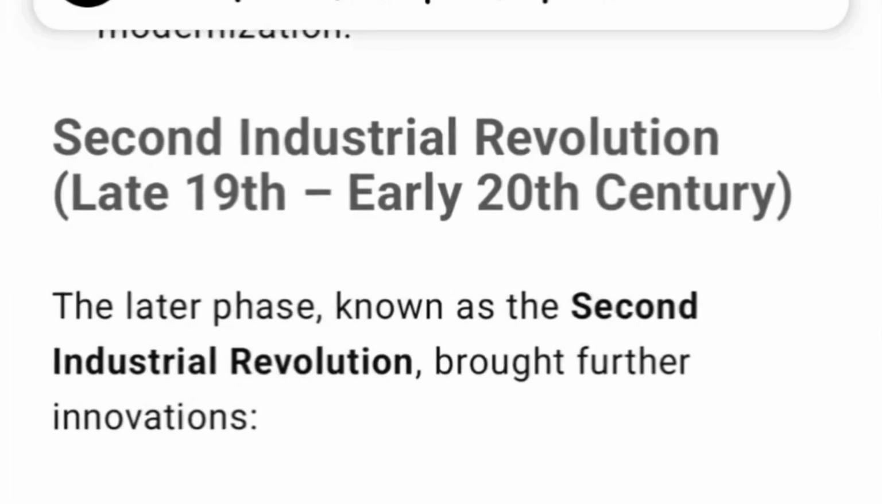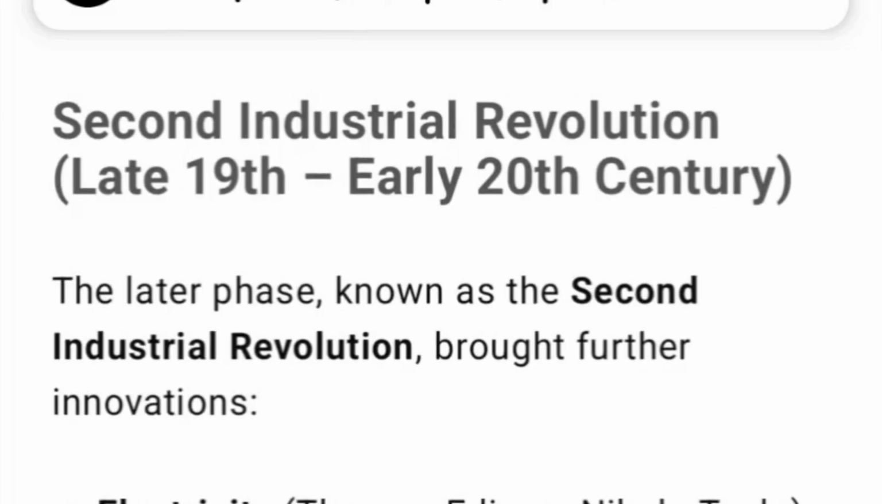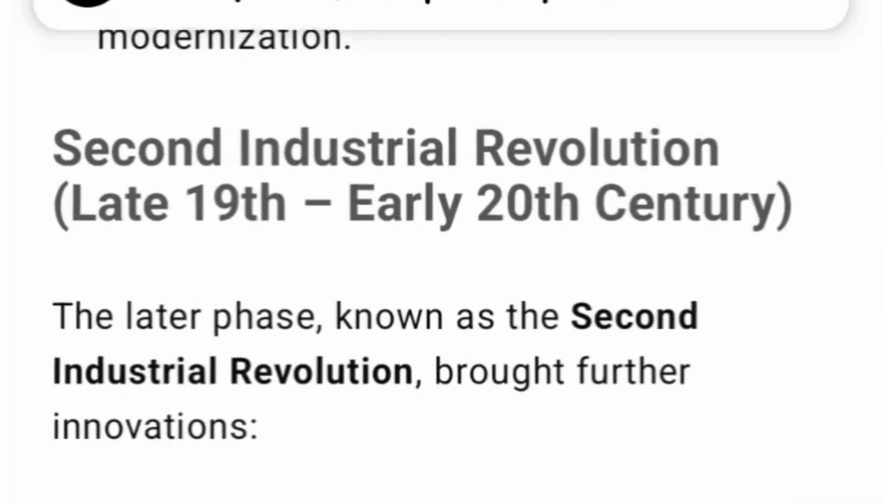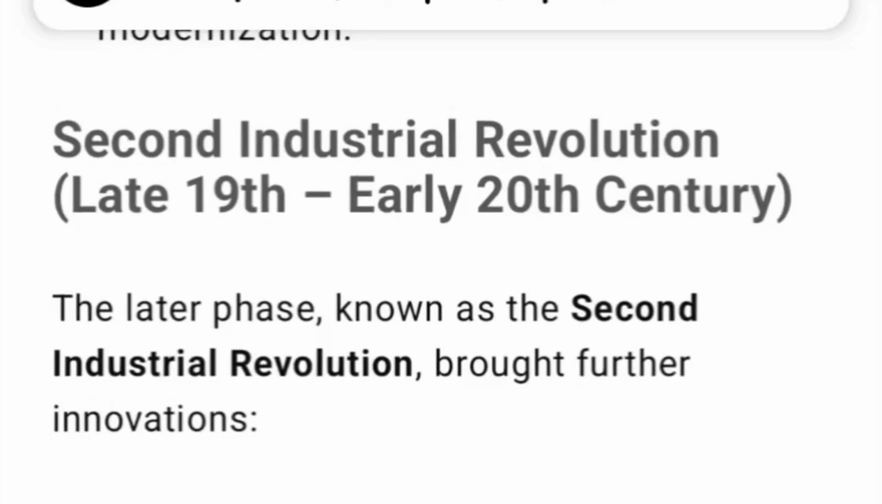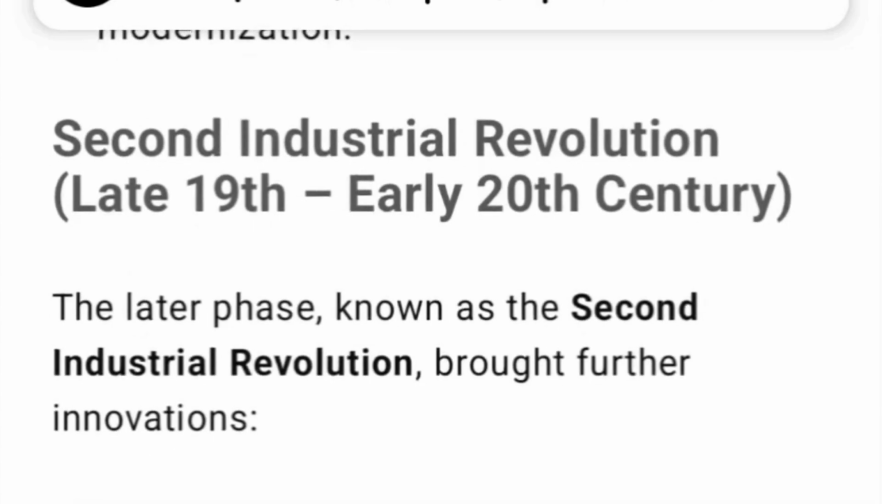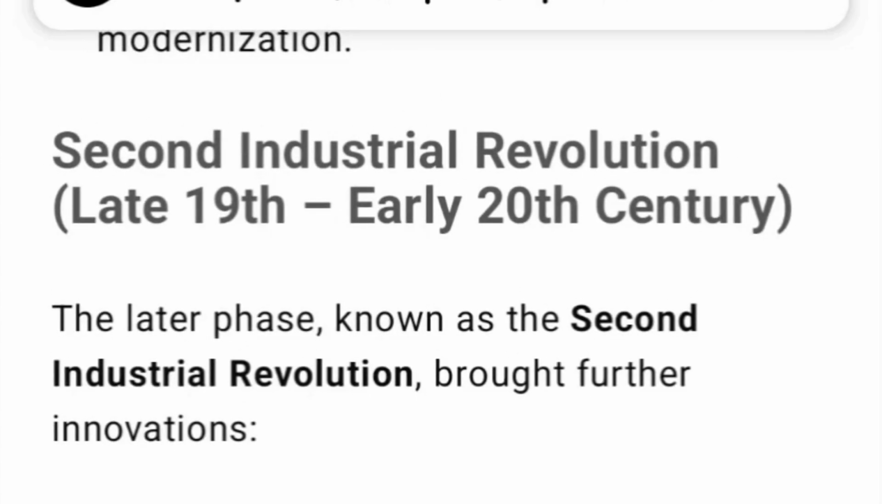Conclusion. The Industrial Revolution was a turning point in human history, laying the foundation for the modern industrialized world. While it brought economic prosperity, technological advancements, and improved living standards in the long run, it also led to social struggles, economic inequalities, and environmental challenges that continue to shape our world today.